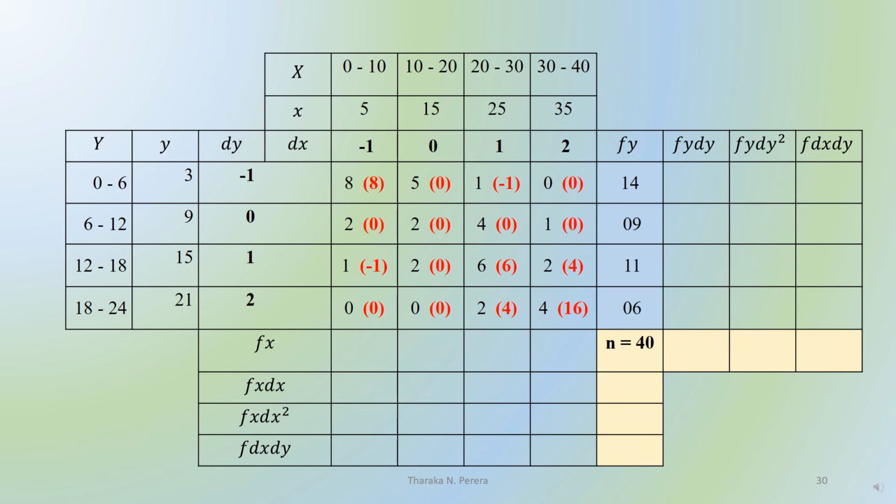Second y class interval is 6 to 12. The corresponding frequencies 2, 2, 4 and 1 belong to this class. So class frequency is equal to 9. Likewise, we can complete the Fy column.